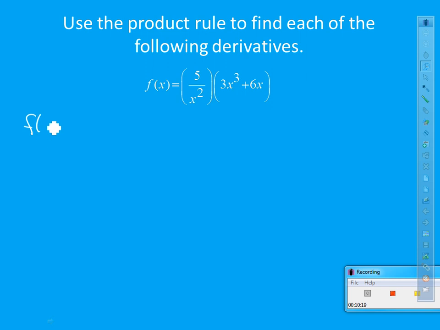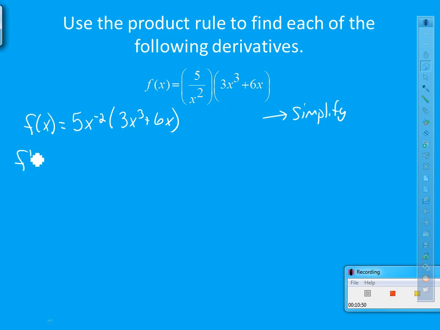So what I need to do first is rewrite f of x. Notice I called it f of x, I didn't call it f prime of x or anything. So I'm going to think of this as 5x to the negative second times 3x cubed plus 6x. Normally, after today, I will give you the green light. The easiest way would be to simplify this and then find the derivative. I'm asking you not to do that today to get you good with the product rule.